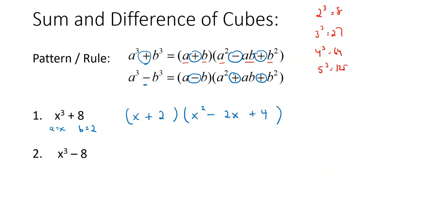It's tempting to try to factor that x squared minus 2x plus 4 because it just looks like something that we should be able to factor, but it turns out we can't. Right? X squared minus 2x plus 4 doesn't factor over the set of real numbers.